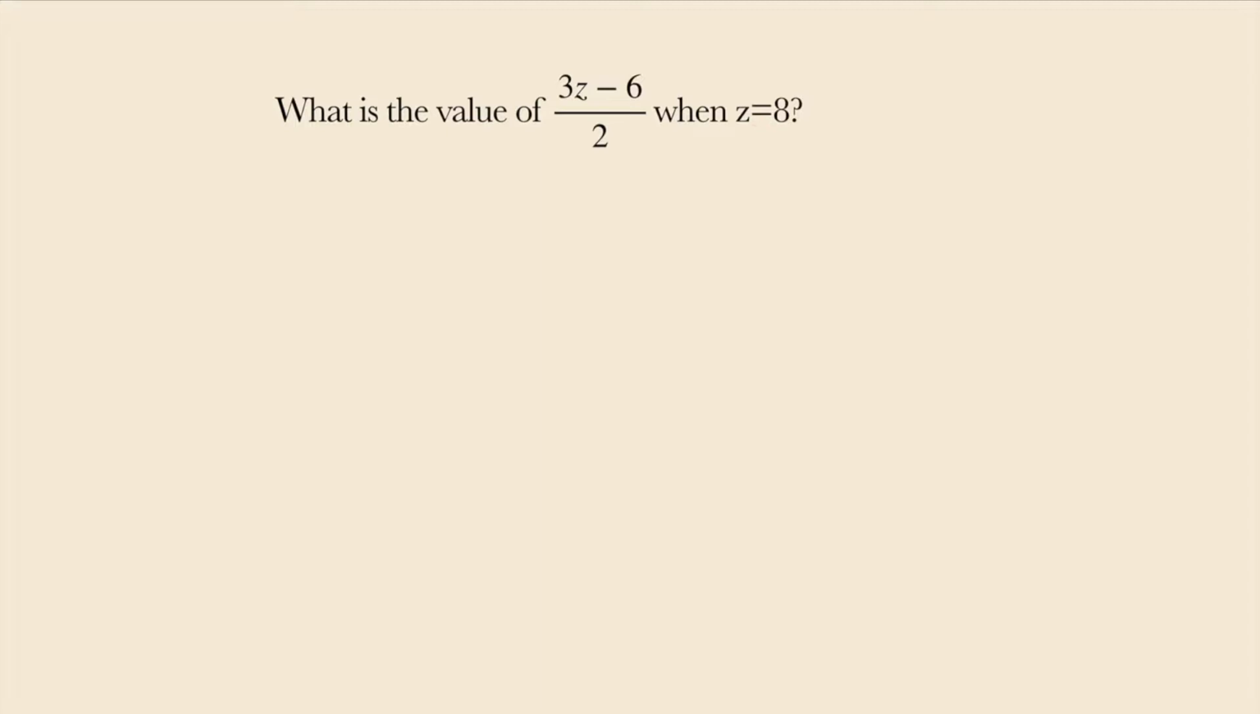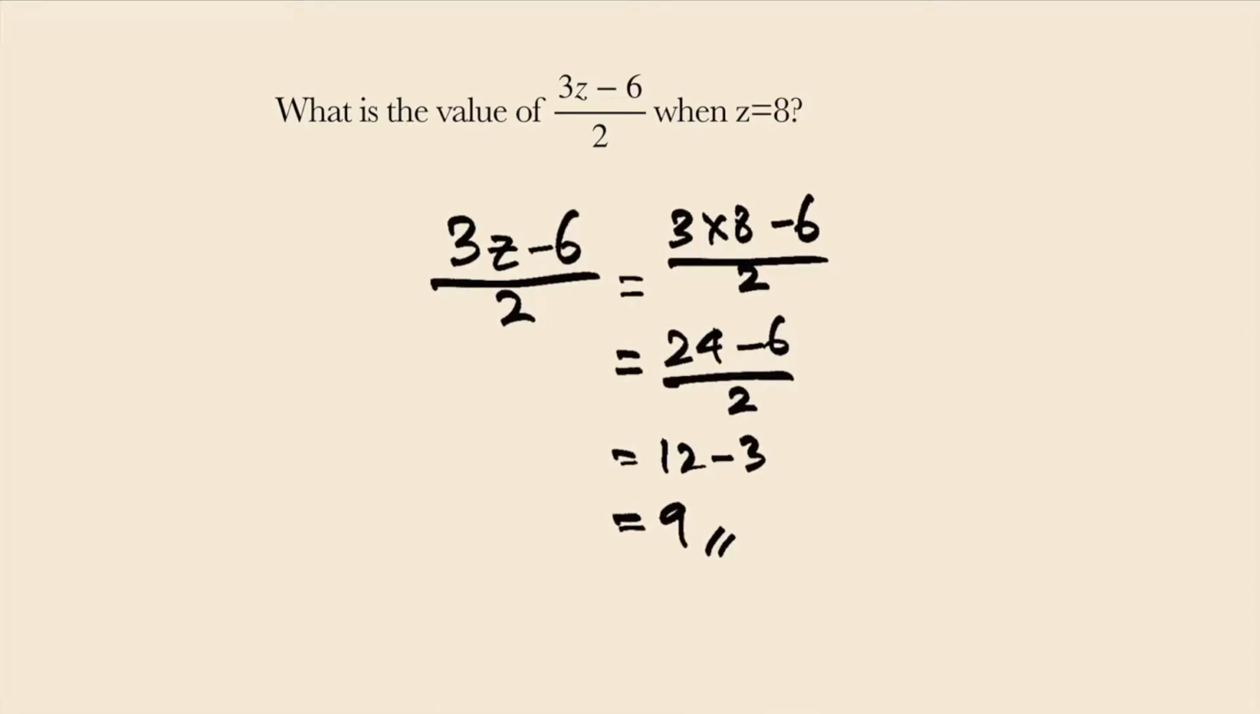Right, here we're going to substitute z equals to 8. So that will be 3 times 8 minus 6 over 2, getting us 24 minus 6 over 2. Well, what I did here was to divide by 2 for each term. Here, 24 divided by 2 is 12. Here, 6 divided by 2 is 3. So subtract the 2 and you get 9.